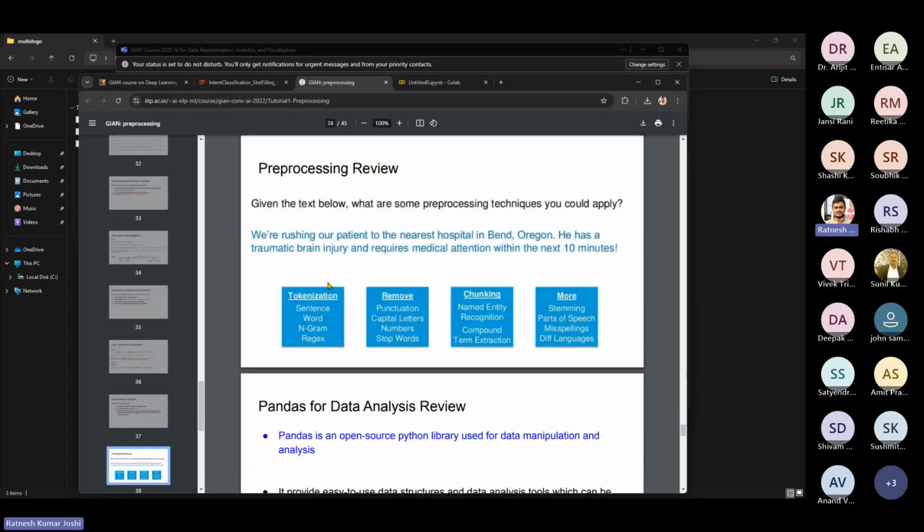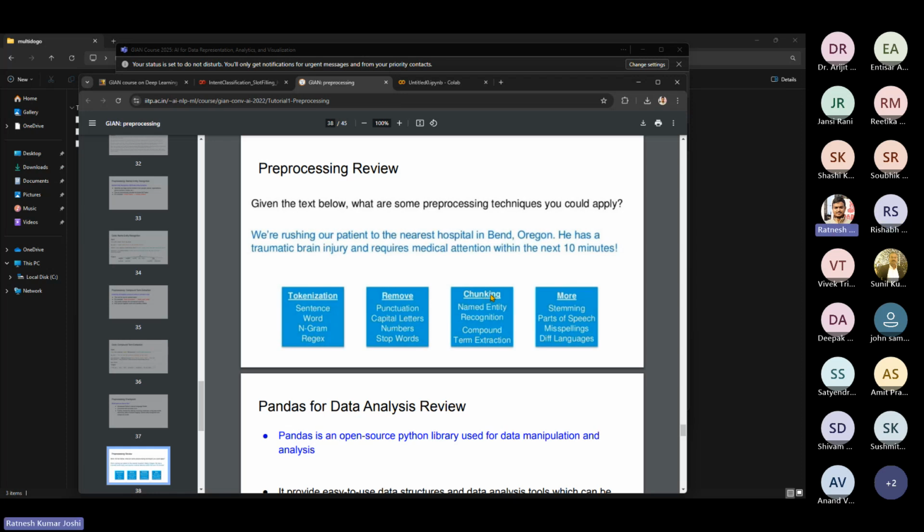Right. So this is a review of the process. First, we tokenize. Right. Tokenization can be based on sentences, words, n-grams, or some predefined constraint, which we can write down as a regular expression. Then we try to remove punctuation, capital letters, numbers, stop words. Now, this is a bit incorrect. We are not trying to remove capital letters. We just convert capital letters into small letters, right? So from United States, we will not remove U. We will convert U into lowercase.